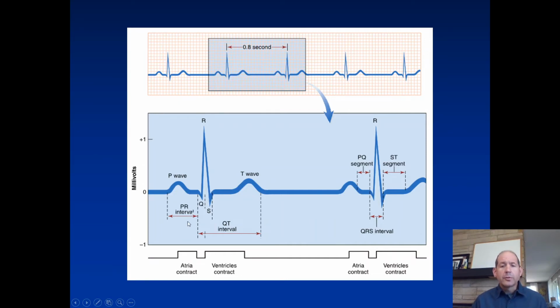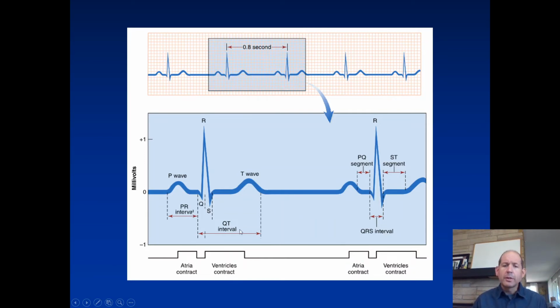The QT interval is again an indicator of the duration of ventricular muscle cell action potentials. It includes ventricular depolarization and ventricular repolarization. So I am going to give you a rough approximate of the QT interval, but the PR and QRS intervals are pretty much going to be within those ranges.